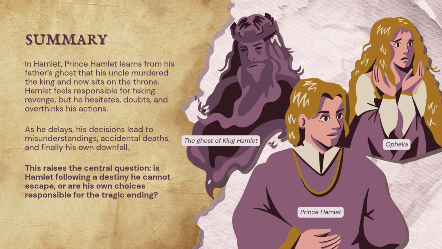As he delays, his decisions lead to misunderstandings, accidental deaths, and finally his own downfall. This raises the central question: is Hamlet following a destiny he cannot escape, or are his own choices responsible for the tragic ending?